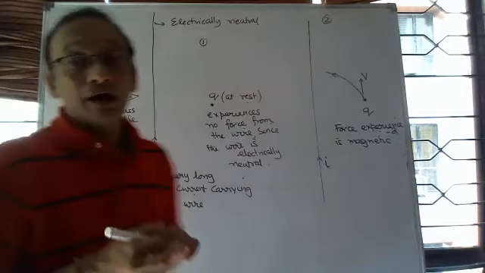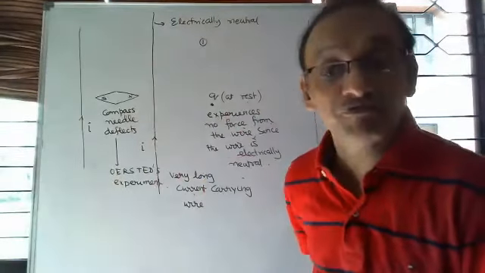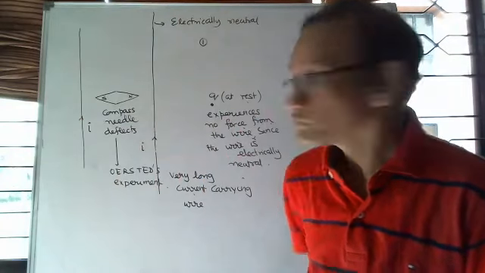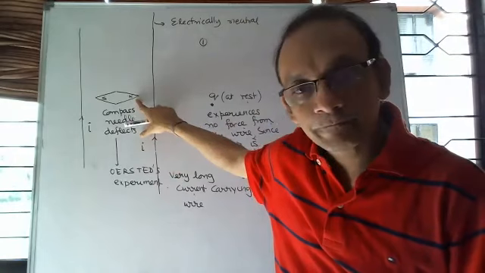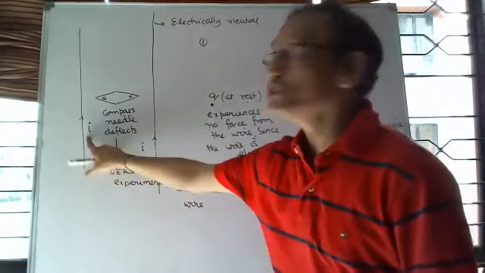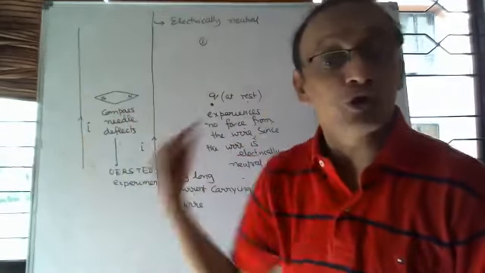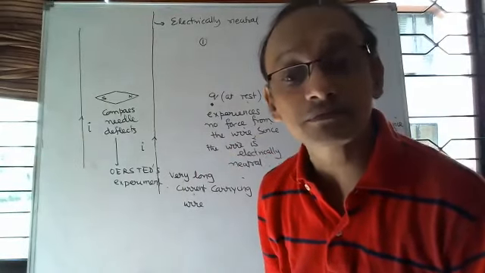Now, a compass needle can deflect only in a magnetic field? Yes, sir. What does this mean? This current carrying wire must be producing a magnetic field in its surroundings? Yes, sir.